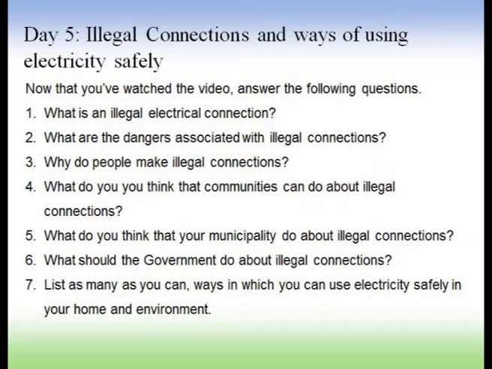Starting recording. Illegal connections and ways of using electricity safely.